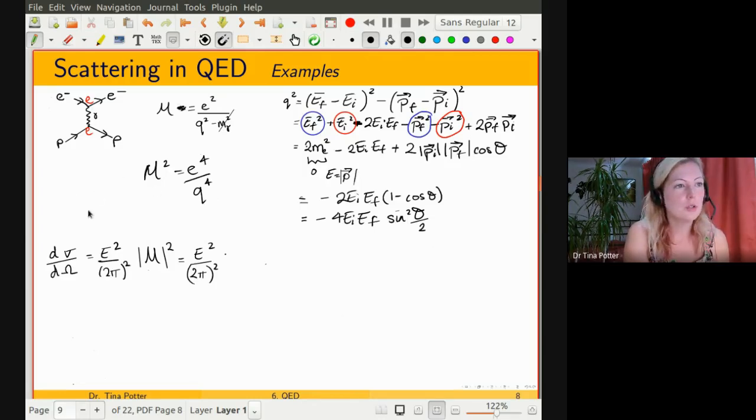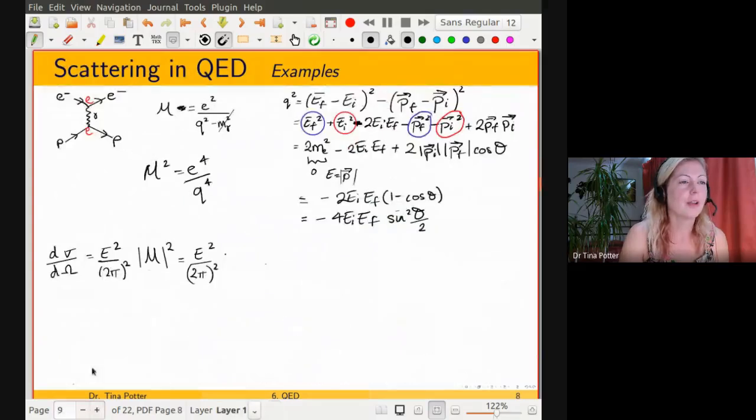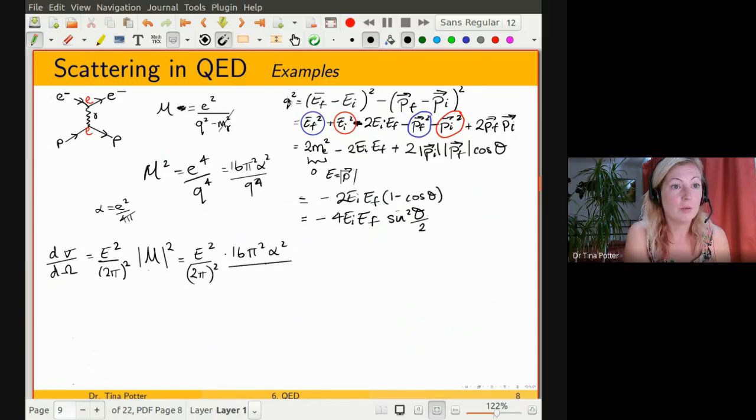I'm going to do a substitution quickly. We know that the fine structure constant is E squared over 4 pi, and I'm just going to replace that in here so that we've got 16 pi squared alpha squared over Q to the power of 4. Okay, so this is what we want to pop in here. We've got our 16 pi squared, alpha squared, and Q to the power of 4 here. So we've got 16 EI squared, EF squared, sine to the power of 4 theta over 2.